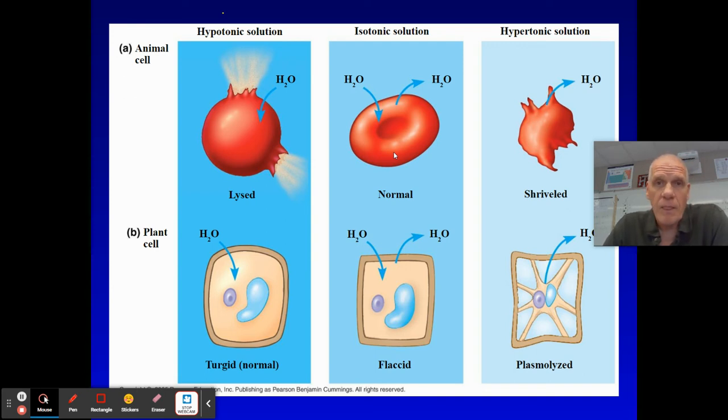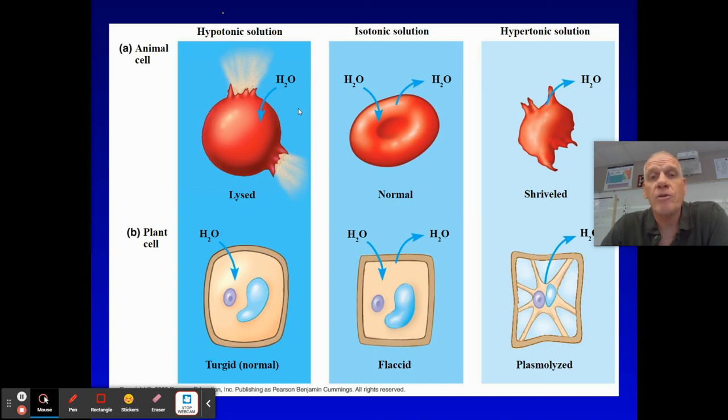If, however, I put an animal cell, such as your red blood cells, into a hypotonic solution, i.e. a glass of distilled water, water is going to chase the solute. There's more solutes inside of the cell, so water will move from the environment into the cell, and because animal cells do not have a cell wall, that will cause that cell to explode, or lyse.